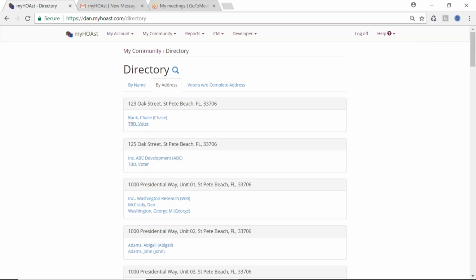Now, there's something called TBD voter. TBD voter is a placeholder. That indicates that we don't know who the voter is. However, we have not taken away the voting privilege from that address. So that address does count for the quorum computation. So TBD voter or voter TBD indicates we don't know who the voter is.